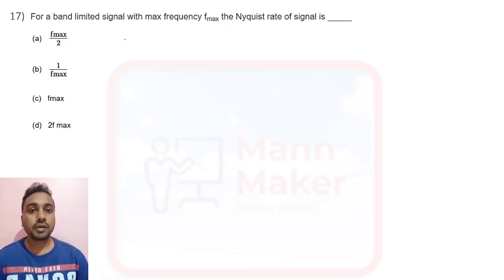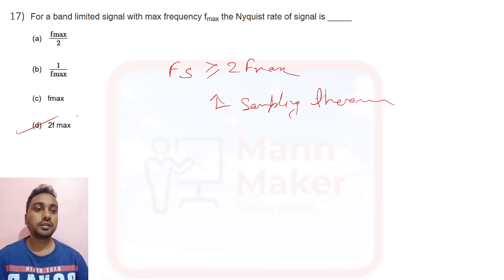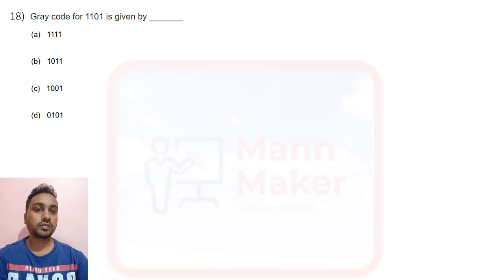For a band limited signal with maximum frequency fm, the Nyquist rate of the signal is. For the Nyquist rate, Fs is always greater than or equal to twice the maximum frequency. This is also called the sampling theorem. So here option D will be the right answer.